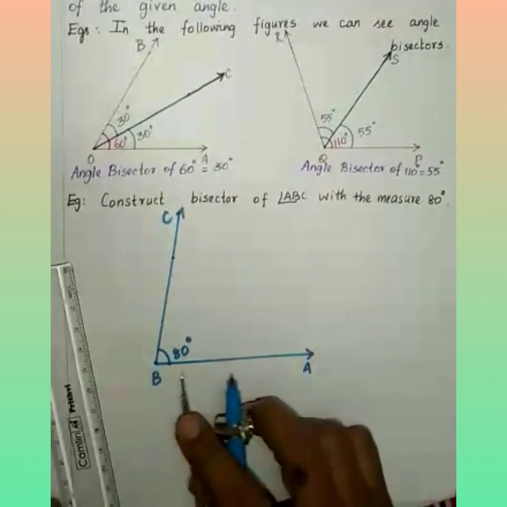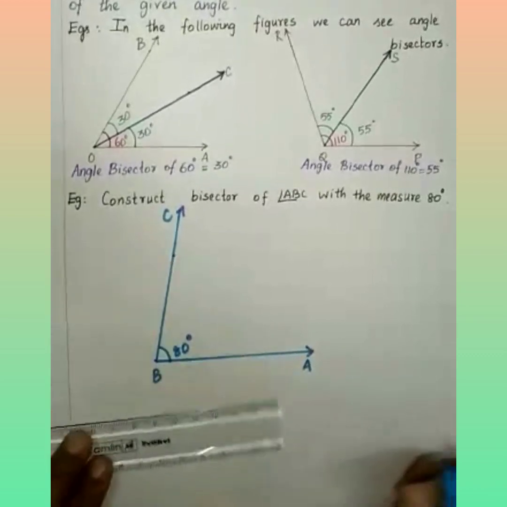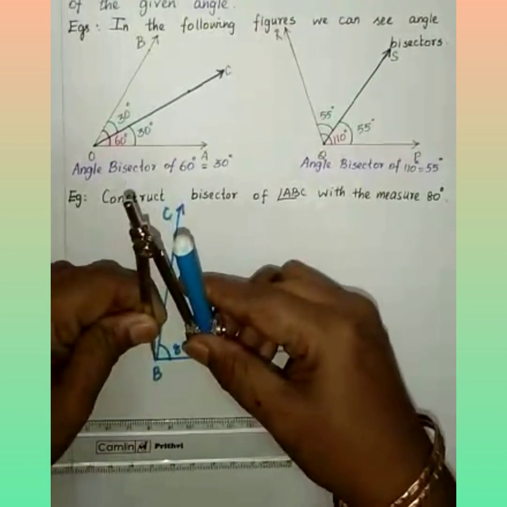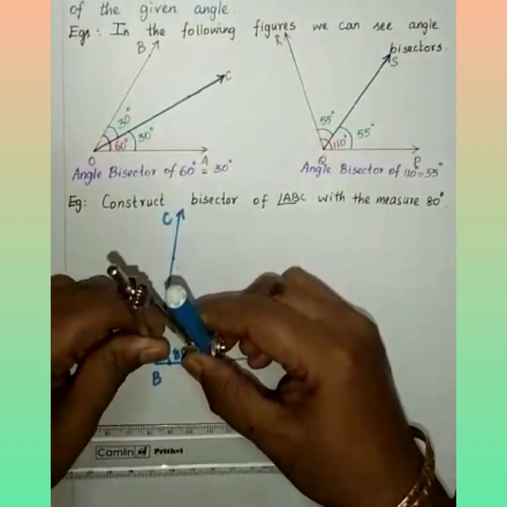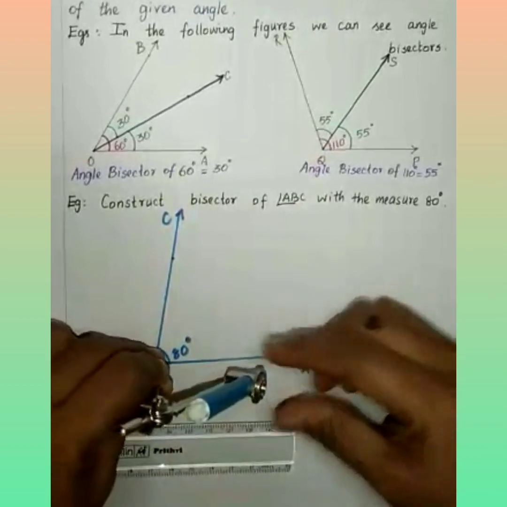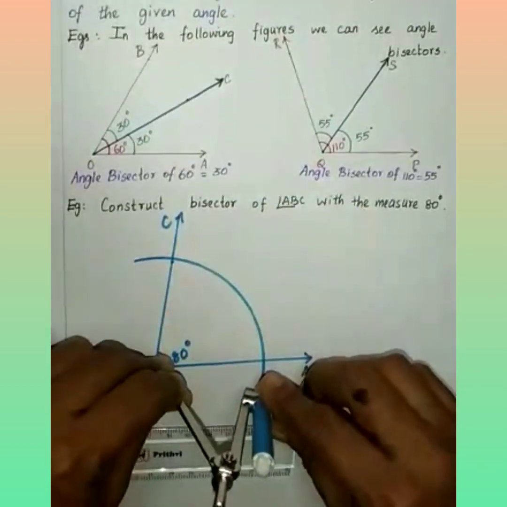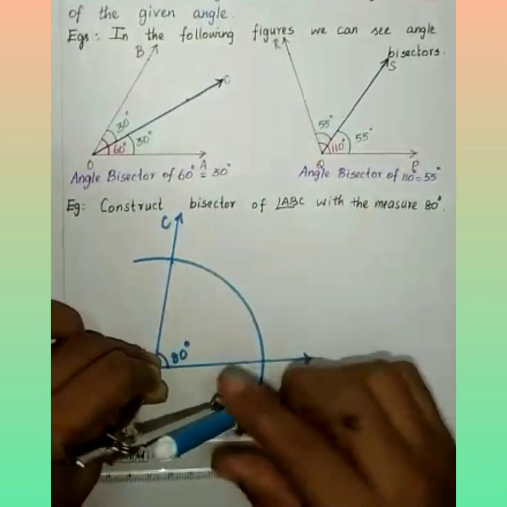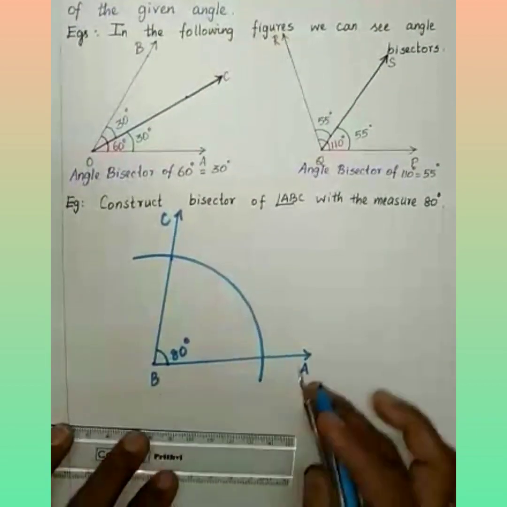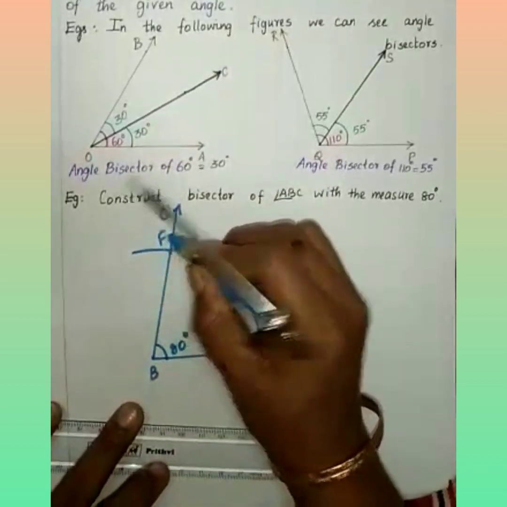Now we are going to divide this angle. We are going to bisect this angle. That is, with B as center, you can take any suitable radius. Just extend the compass and draw one arc to meet the two arms of the angle, that is, BA at E and BC at F.